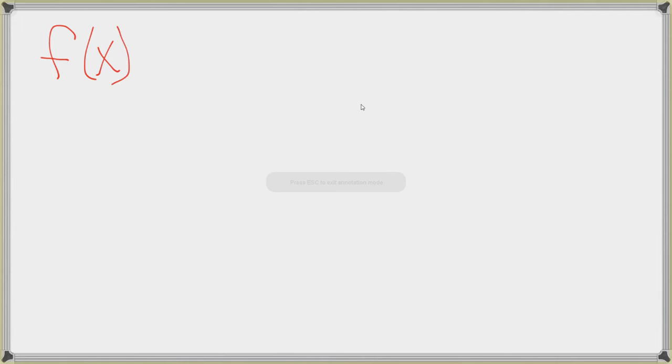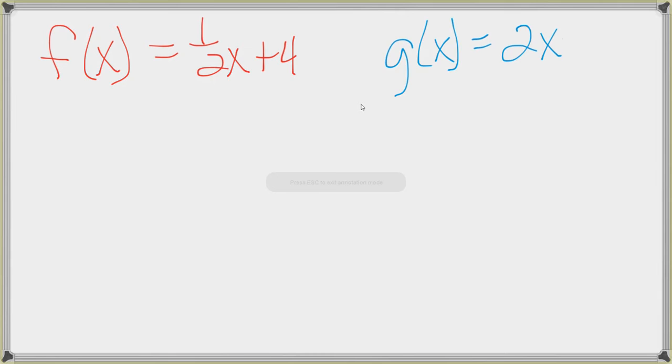Let's try another one. F of x equals 1/2 x plus 4. G of x equals 2x minus 8. To determine if these are inverse functions, we can use composition of functions. That means we're going to plug g of x into f of x, and then we're going to plug f of x into g of x.